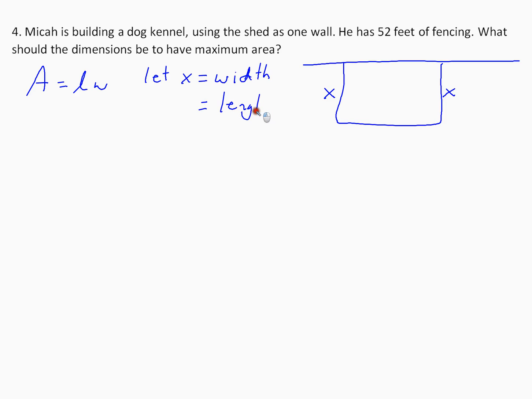Well, this one, we have a total of 52 feet for these three sides. We're using up x here and x here, so we're actually using 2x feet of fence. So what we can realize is that this length is going to be the total 52, but we're subtracting the 2x that was already used up for the widths. So being able to determine that is important for solving questions like this. So our length is 52 minus 2x.